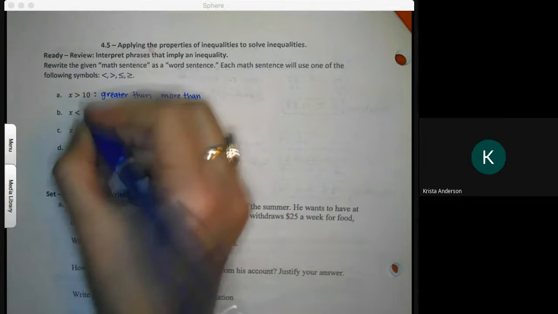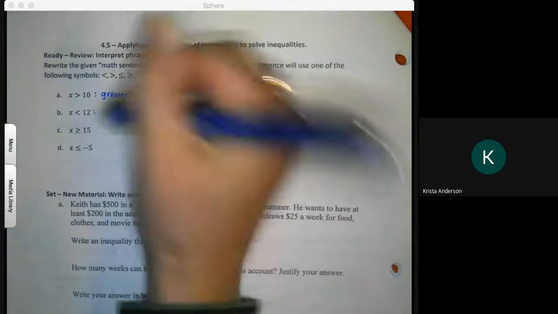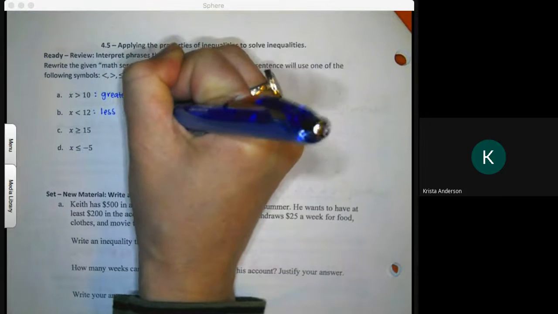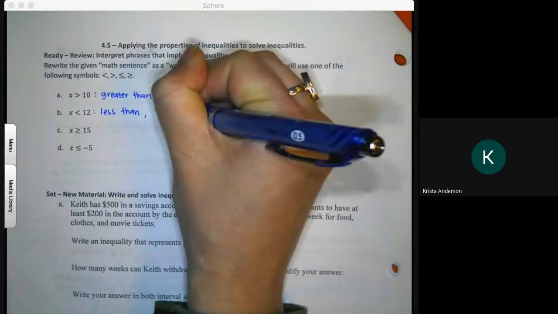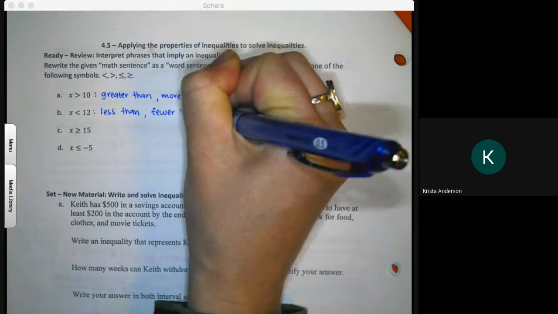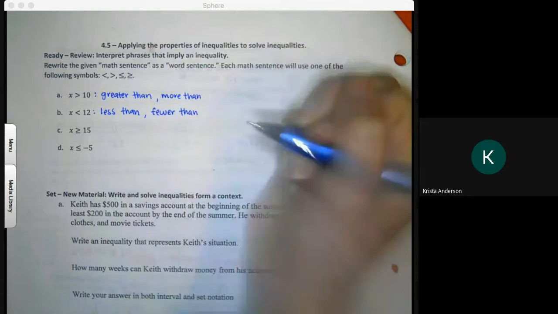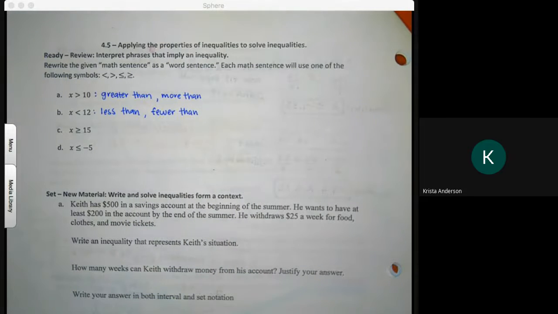For B, this is a less than sign. Which they will also identify it as fewer than. Not very common, but usually they'll say less than. C and D will have a lot more different ways that they will explain them.